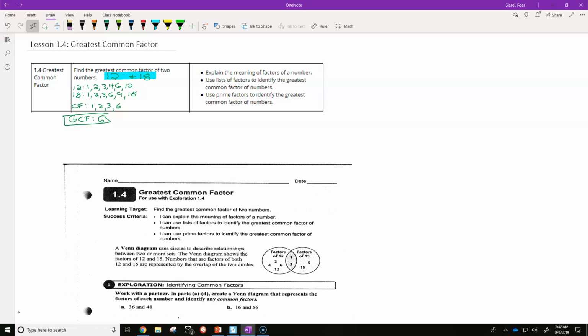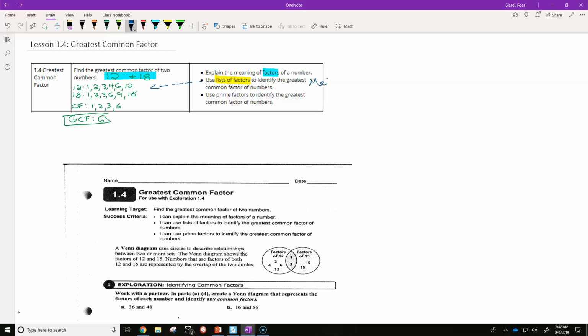There are 3 ways we're going to meet our goal today. The first way is we have to explain what the meaning of factors is. Haven't we discussed what factors are? Yeah, not in every single one of our lessons, but it'll still be a good review. The second is to use a list of factors, and that's what I just did here. Use a list of factors to identify the greatest common factor.